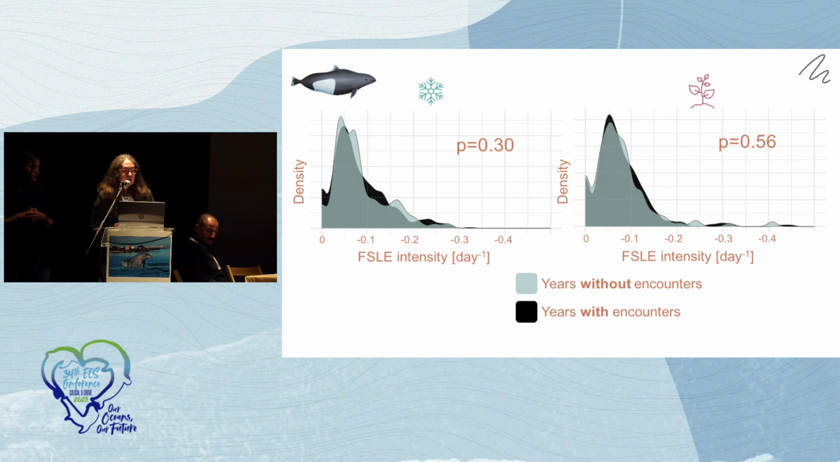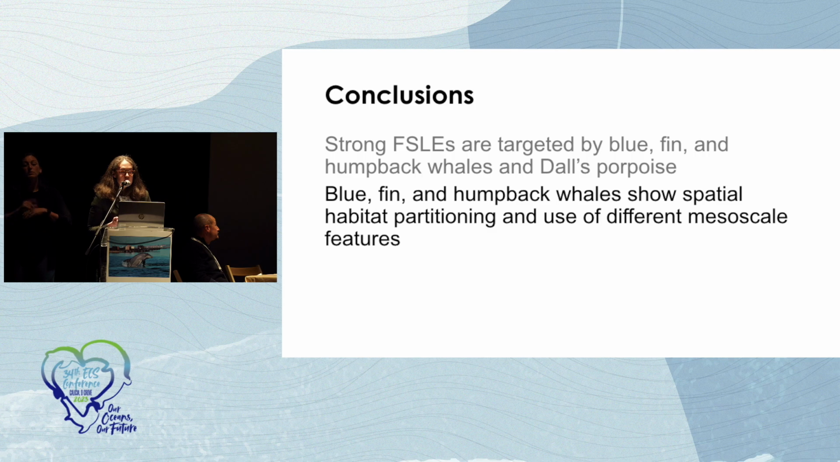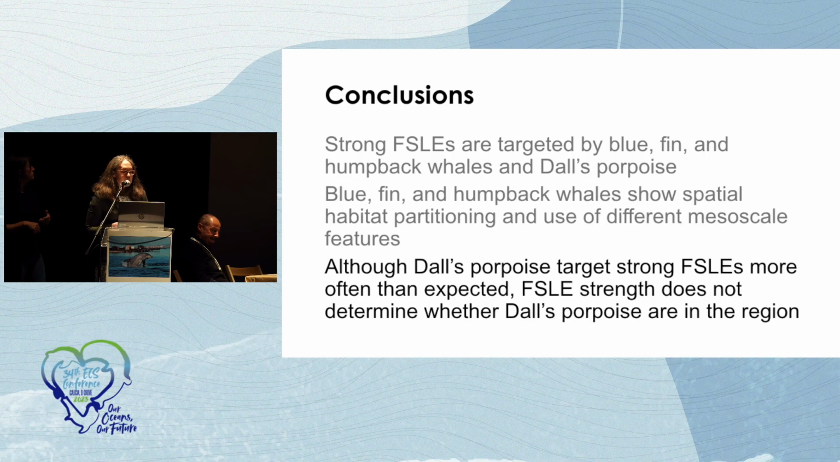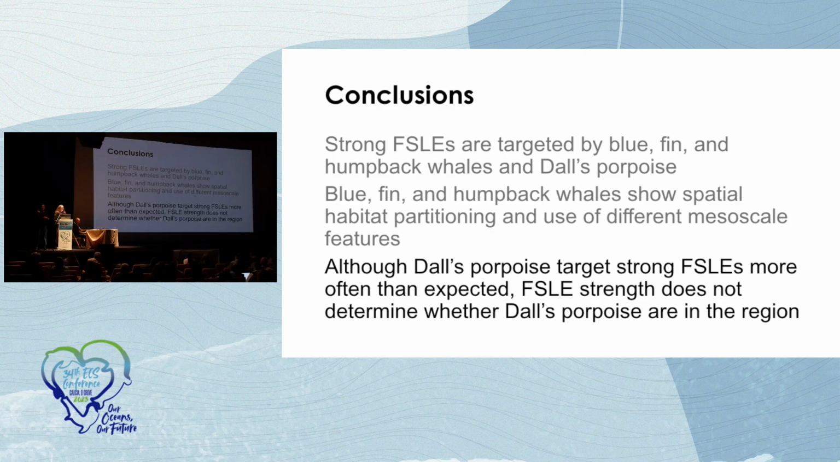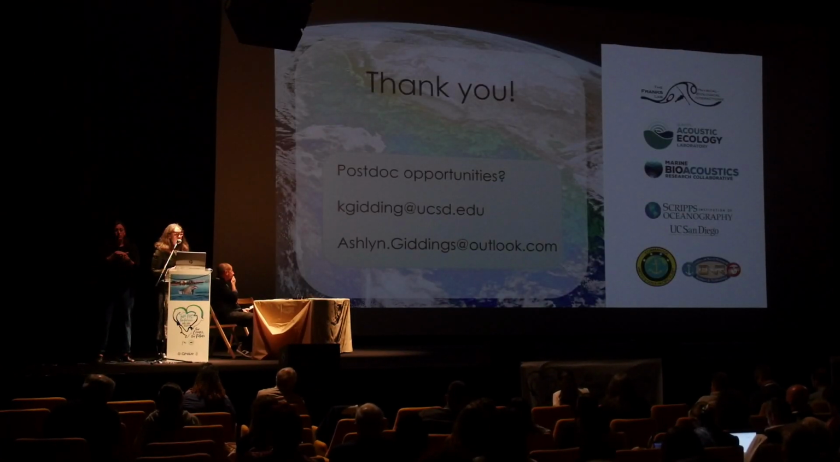So in conclusion, strong FSLEs are targeted by blue, fin, and humpback whales as well as Dall's porpoise. Blue, fin, and humpback whales show spatial habitat partitioning and use of different mesoscale features. And although Dall's porpoise targets strong FSLEs more often than expected, FSLE strength does not determine whether Dall's porpoises are in the region.